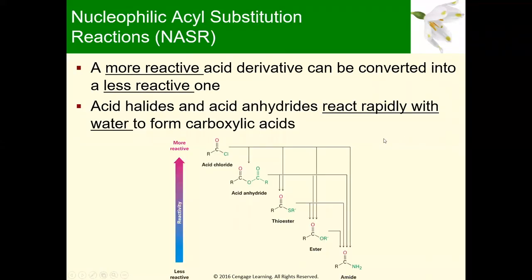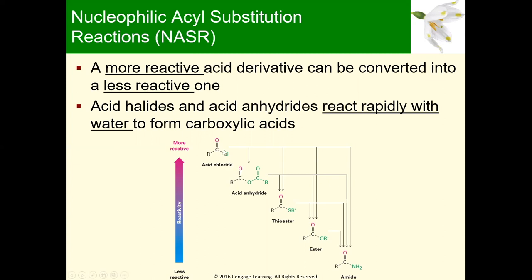Okay, so now the differences in reactivity will dictate what kind of reactions and transformations can occur. So here's the bottom line of it. A more reactive acid derivative can be converted into a less reactive one. And usually we can start with an acid halide or an acid anhydride and react it rapidly with anything, but it particularly reacts rapidly with water to form carboxylic acids, or something else that's more stable, less reactive.